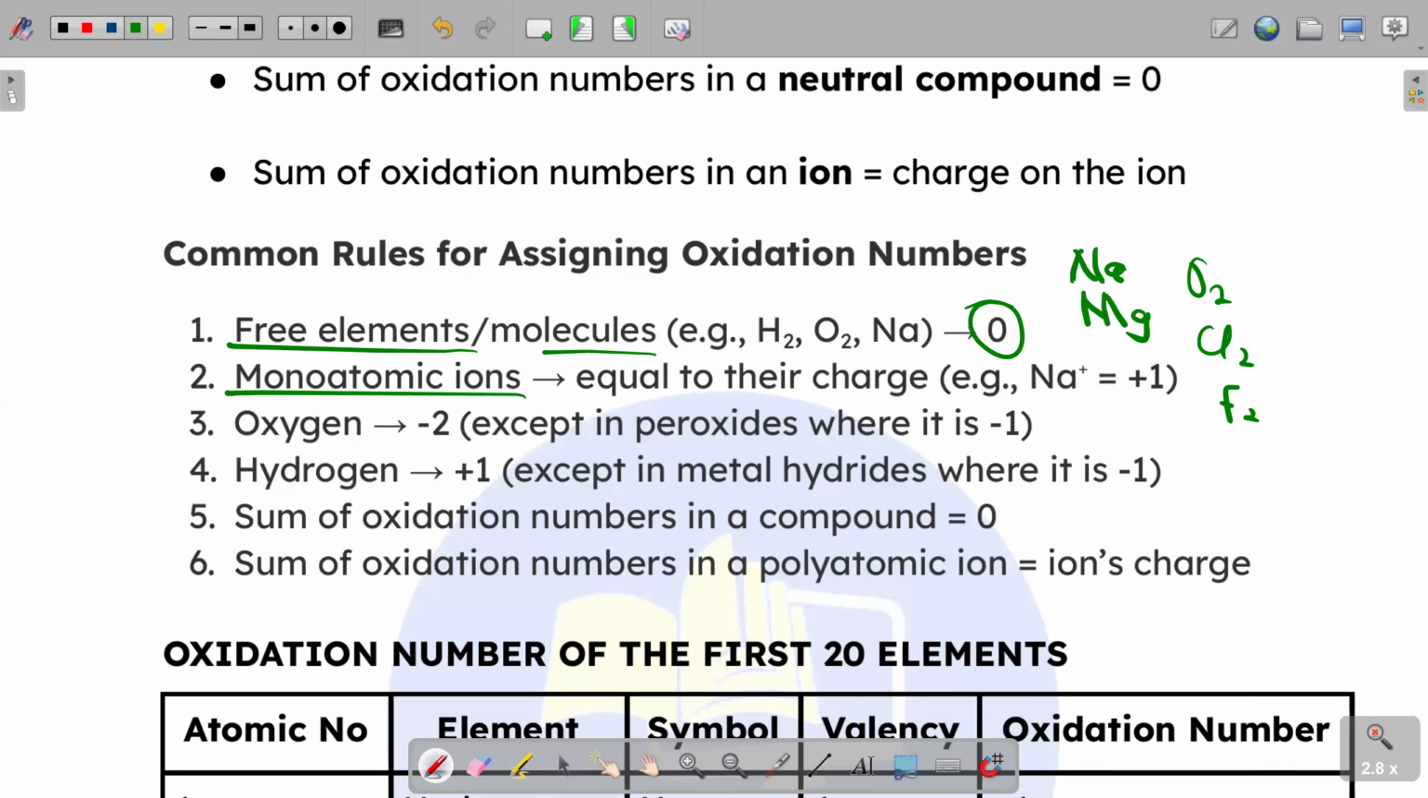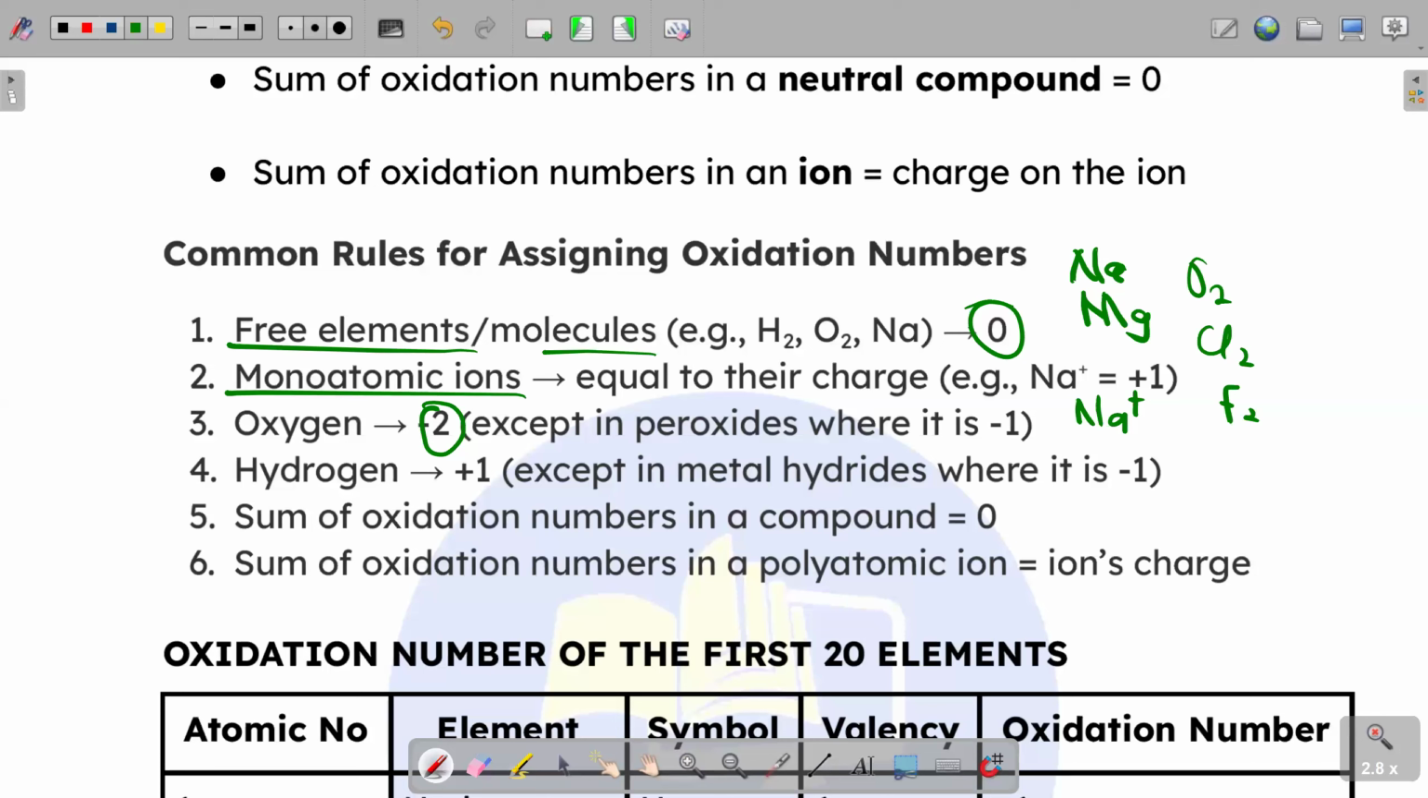If it's an ion, Na+, it has been ionized, it has lost 1 electron. So when it has lost 1 electron, it becomes Na+. In its neutral state, when it is just Na, it is assumed that it has not lost any electron, then it is 0. But when it loses an electron, or when it is in a combined form, it becomes +1 as its oxidation state.